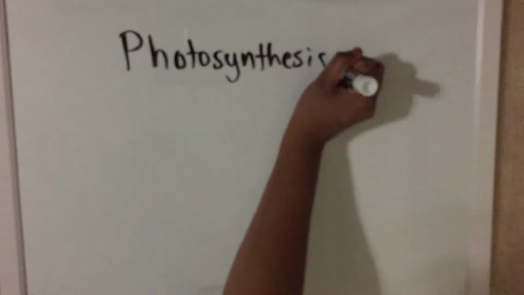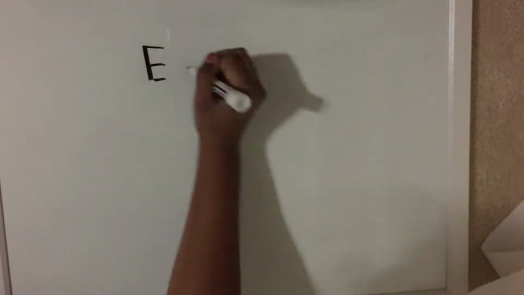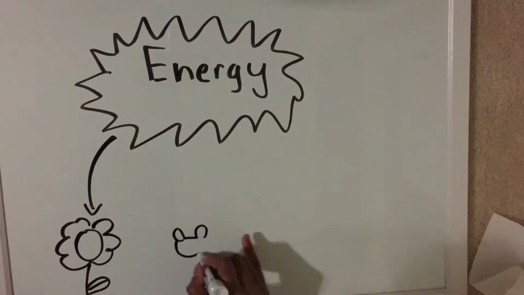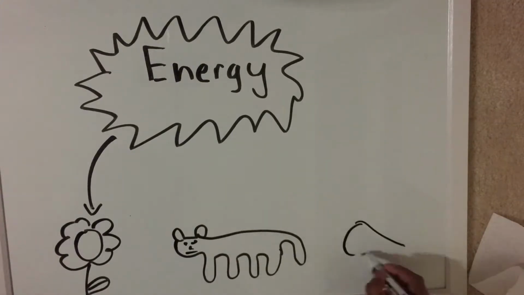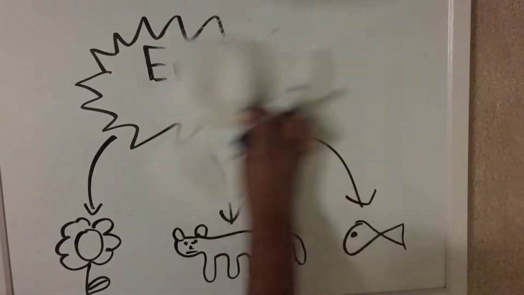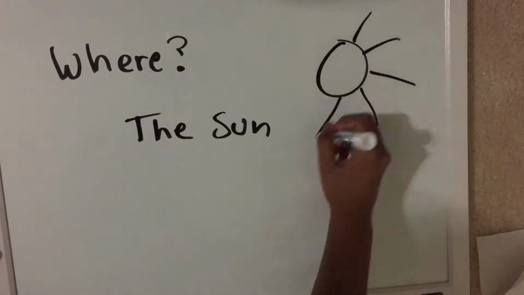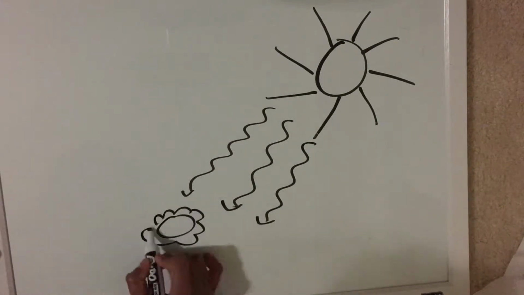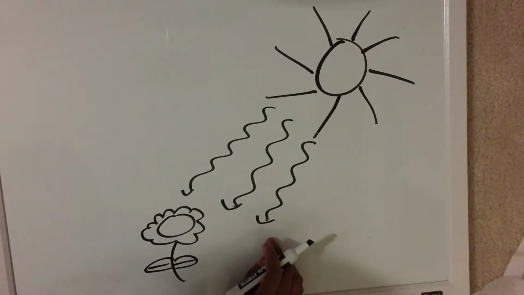Today we're going to be talking about photosynthesis. Energy is needed by all living organisms, including plants, animals, and marine organisms as well. But where does this come from? The sun. The sun provides the energy that helps plants make food for other organisms.